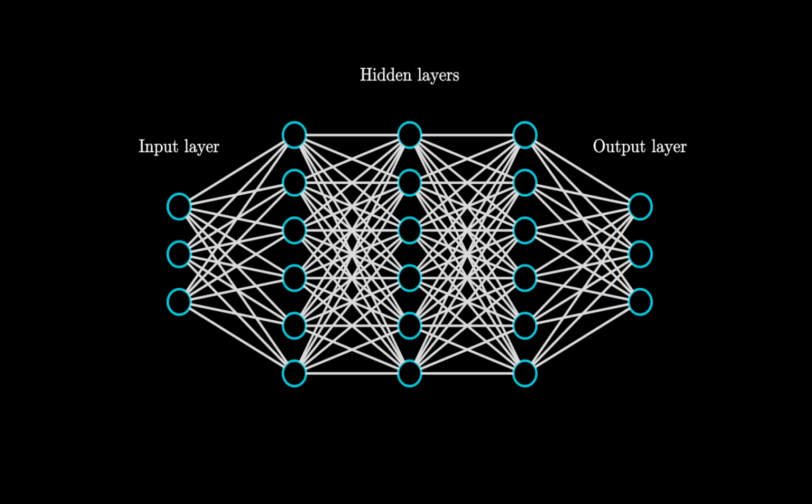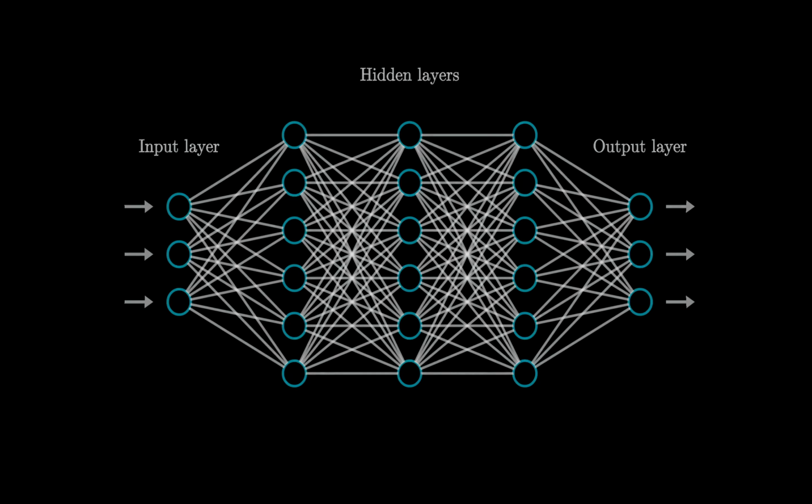But how do we actually input data into the neural network and get an output? We start by assigning values to the neurons in the input layer. Then calculate the values for the neurons in the following layer. We continue this process layer by layer until we reach the output. This process is called forward propagation.